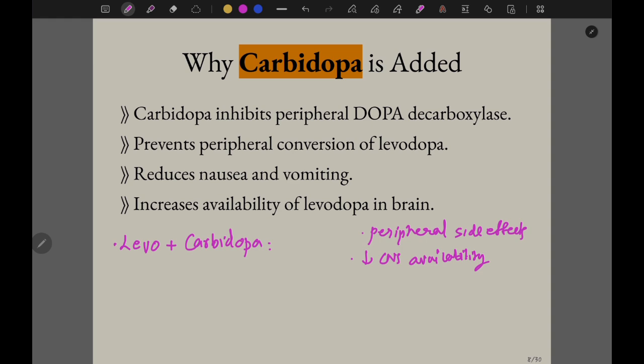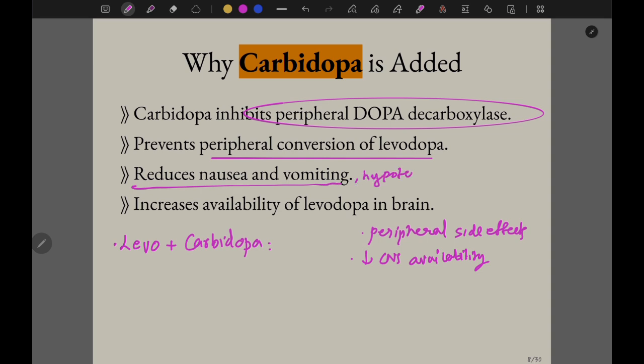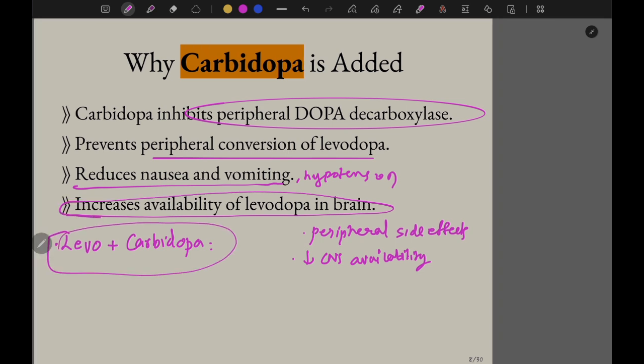So if we inhibit the peripheral conversion of levodopa by inhibiting the peripheral dopa decarboxylase, we can decrease the peripheral conversion of levodopa, and that reduces the peripheral side effects like nausea, vomiting, and also hypotension, and increases the availability of levodopa in the brain. So levodopa is always given along with carbidopa.